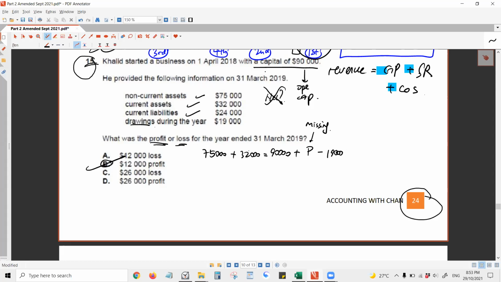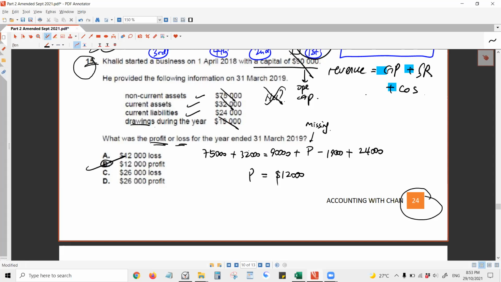Then don't forget to cross off the numbers you have used. 90,000 used, these two have been used, 19,000 has been used. Left with what? Left with liabilities. Then you can get P as a positive number, $12,000. If you get a negative number, the answer is A. If you get a positive number, then the answer is B. Patient, okay with this? Can you understand how to do it now?